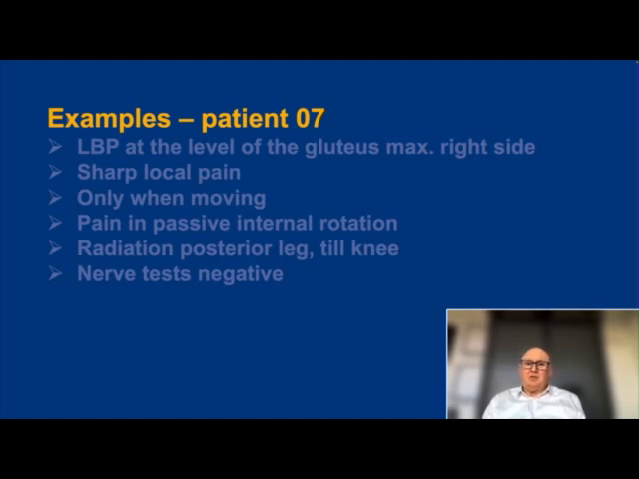Another example, patient 7. Now this patient has low back pain at the level of the gluteus maximus on the right side. The pain is sharp and local, only when the patient moves. The pain is also there very strongly when we do passive internal rotation of that leg. There is also posterior radiation in the leg, but not below the knee. So in the hamstrings region, the nerve tests, length, sensibility, muscle force, reflexes, the nerve tests are negative.